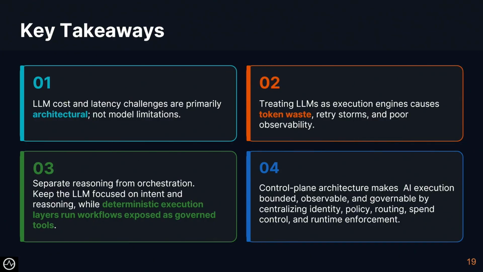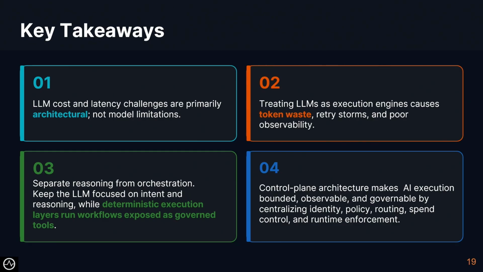So let me leave you with four key takeaways. So first, LLM cost and latency challenges are often architectural problems, not model limitations. The model matters, right? But in production, the biggest cost drivers are usually context accumulation, retries, workflow depth, tool fan out, routing decisions like that.